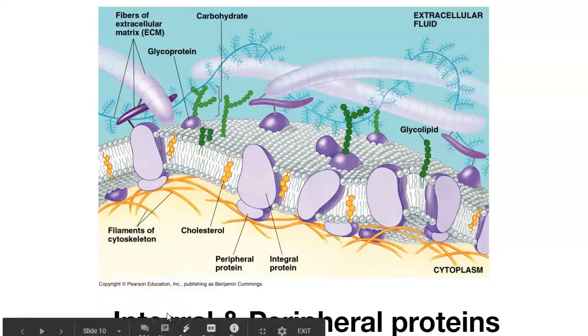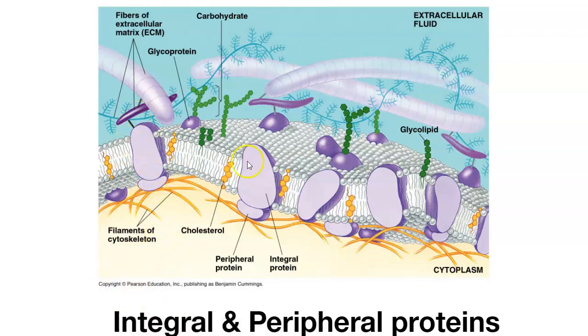So you can see here, as I showed you before, the transmembrane or integral ones are the bigger, fatter ones that go all the way across. And then there are peripheral ones either on the inside or the outside.